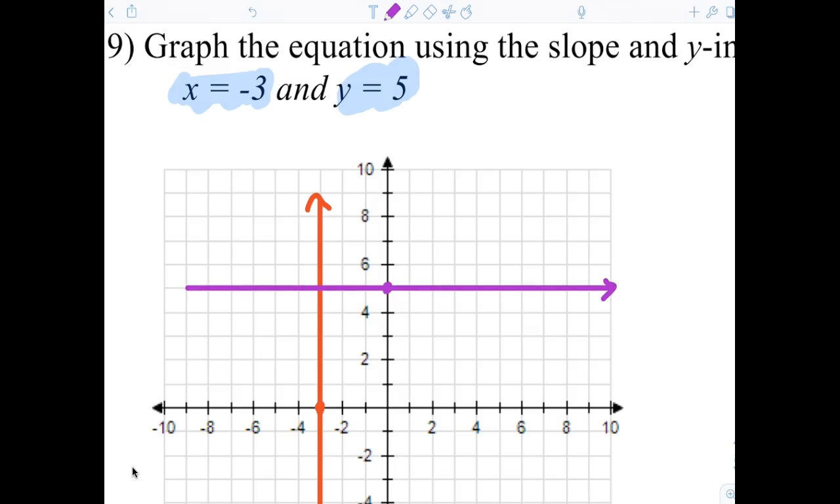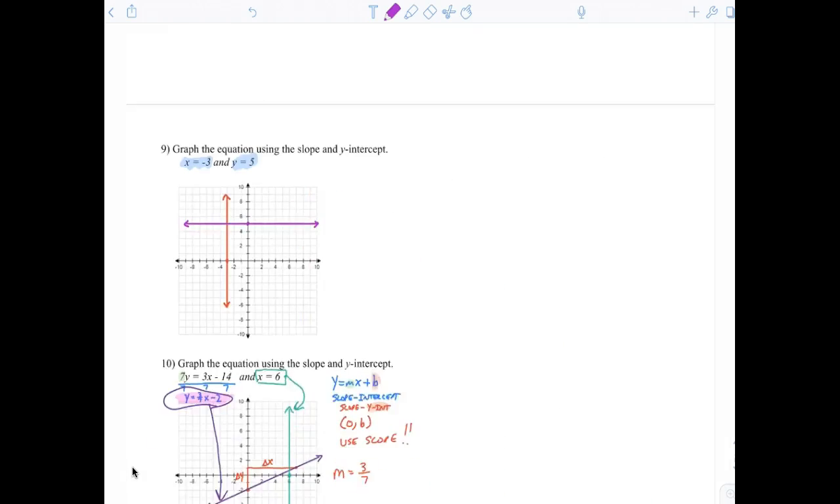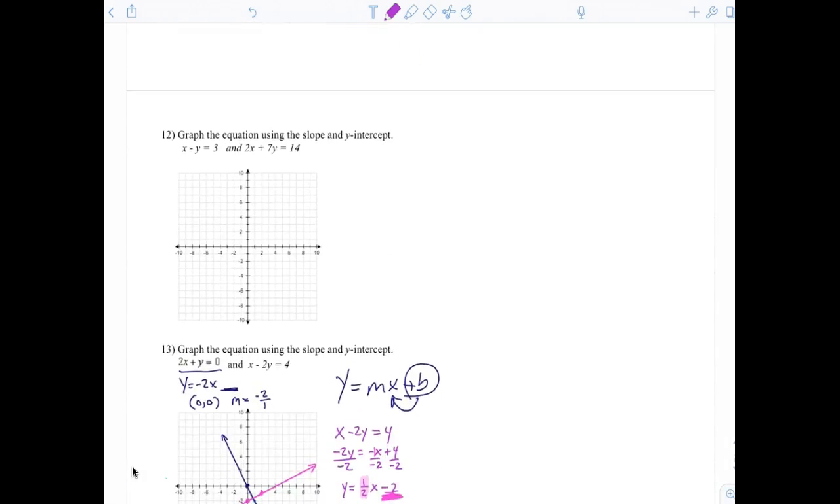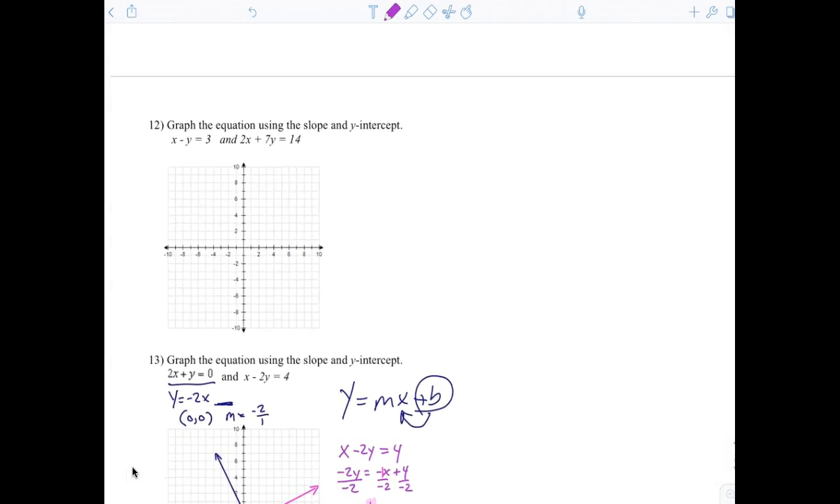Anybody have any doubts about that? Easy, easy, easy. Everybody happy? All right. So now what I want to do is drop down and we're going to do question number 12.